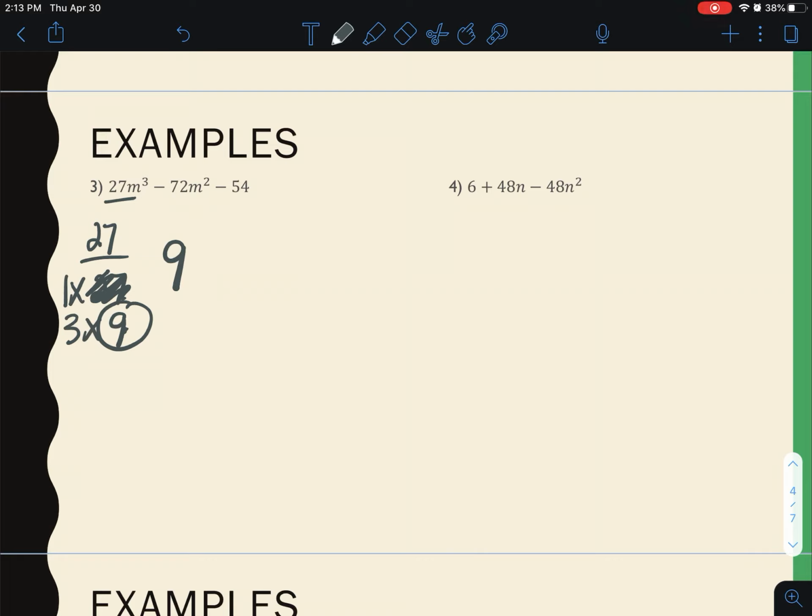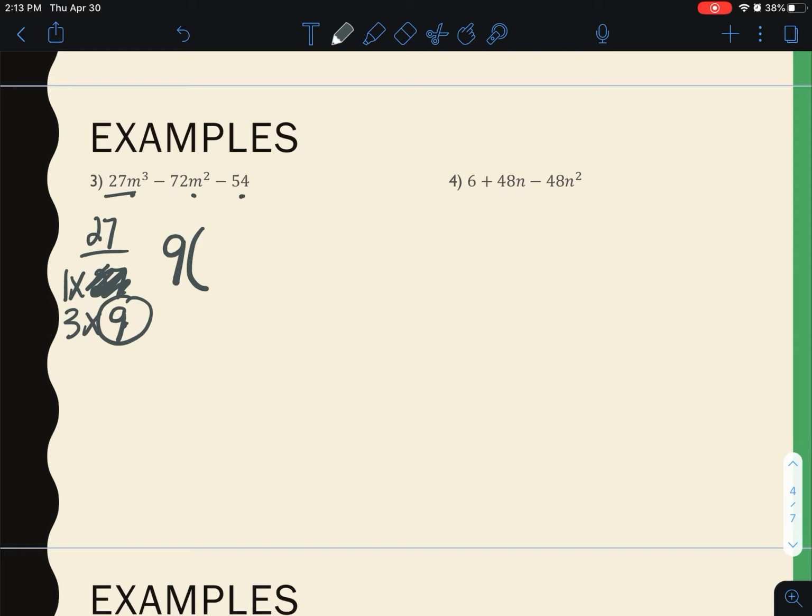Now look at your terms. I've got m to the third, m to the second, and there's no m. Okay, so I don't have to worry about the variables because remember it has to be a common factor. If every term doesn't have a variable, then my greatest common factor is not going to have a variable. So I'm just going to have 9, and then I'm going to rewrite the problem: 27m to the third minus 72m squared minus 54.